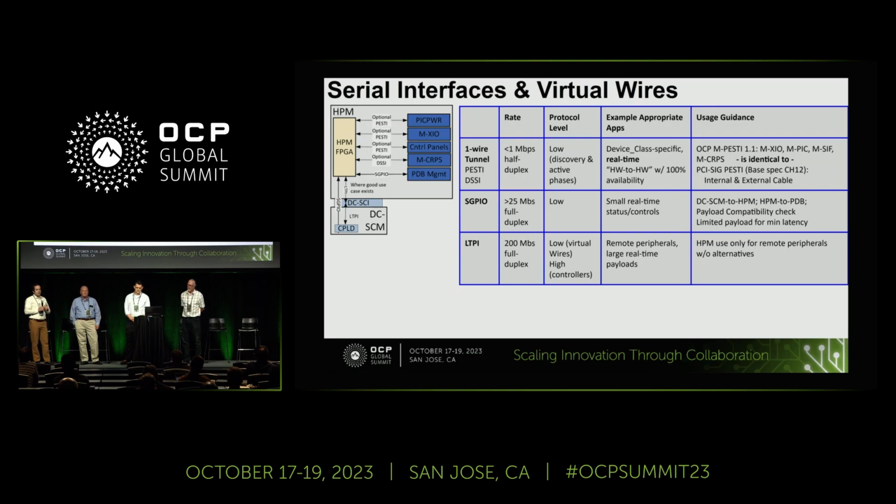LTPI is a sped-up version of this serial interface. It can support full duplex, 200 megabits communication. We can deliver larger real-time payloads. And it's also an interface that we are supporting here on the DC-SCI interface.